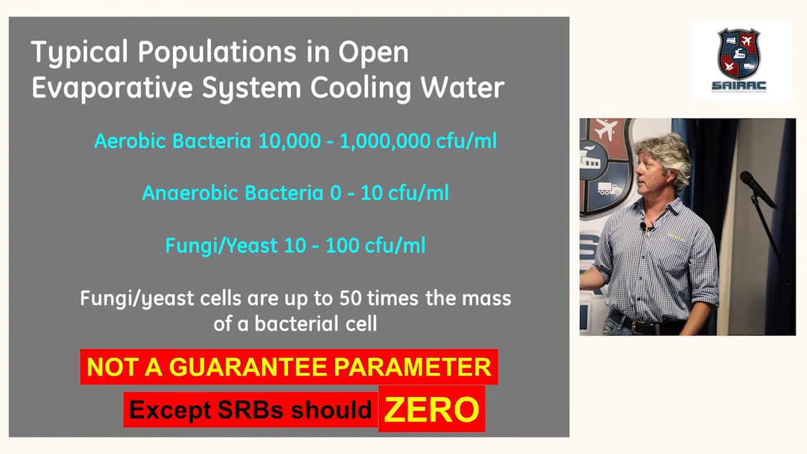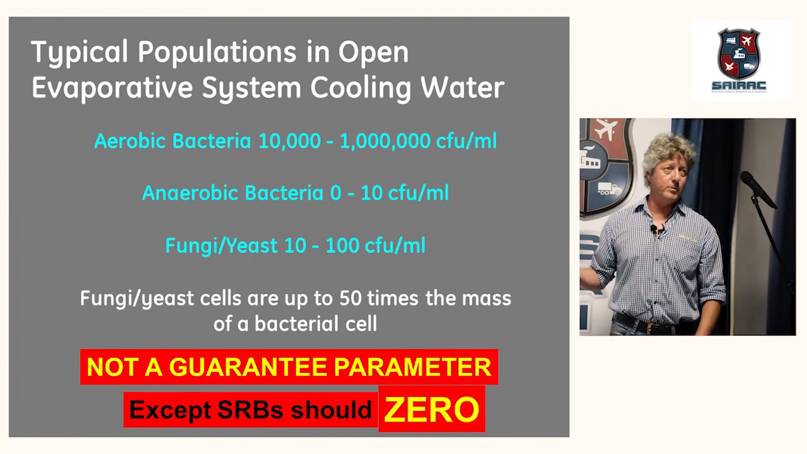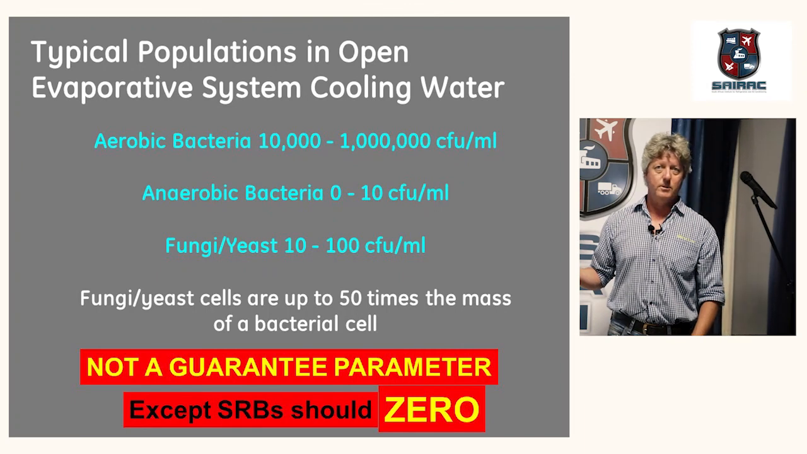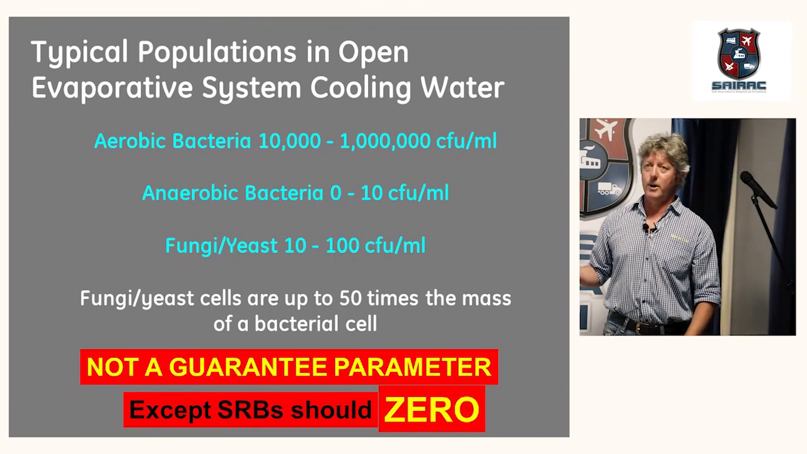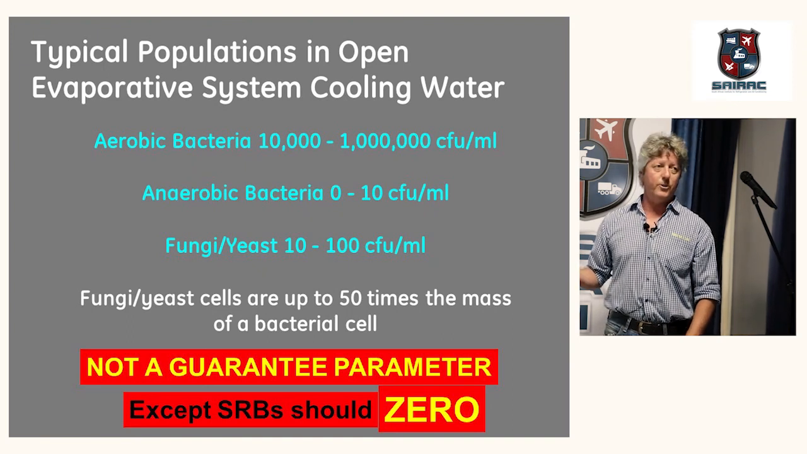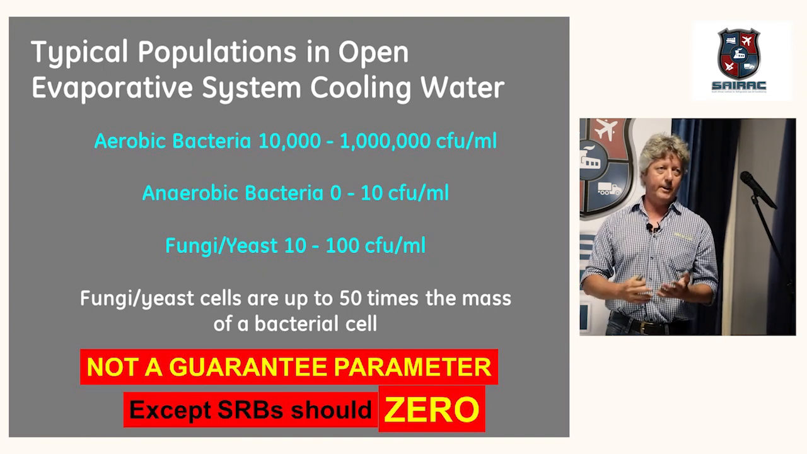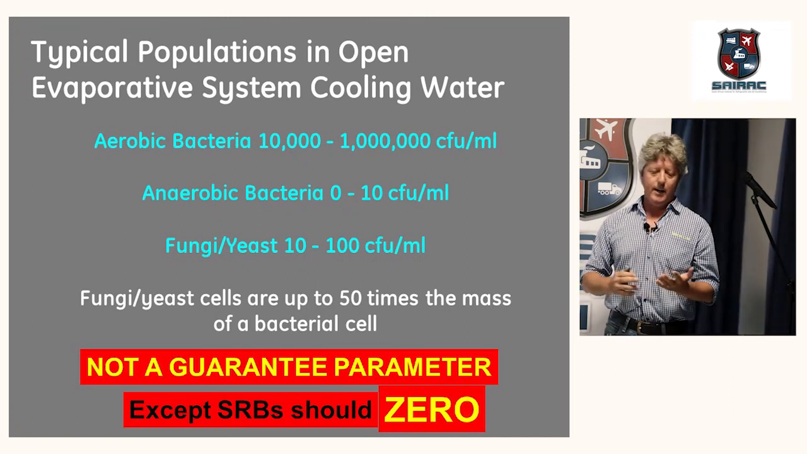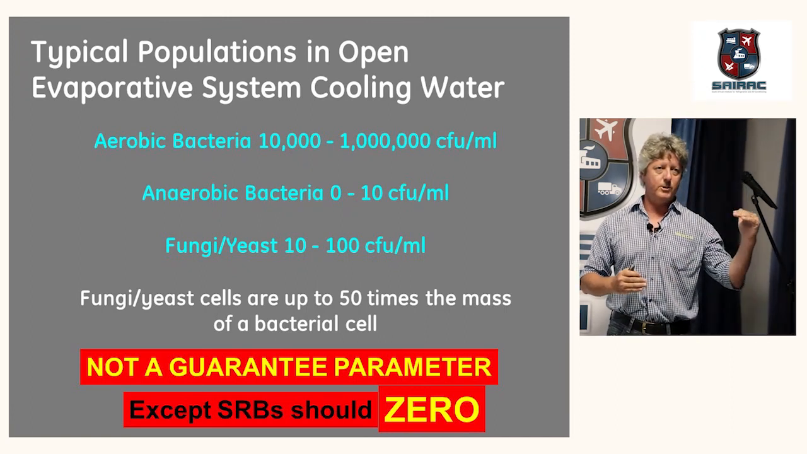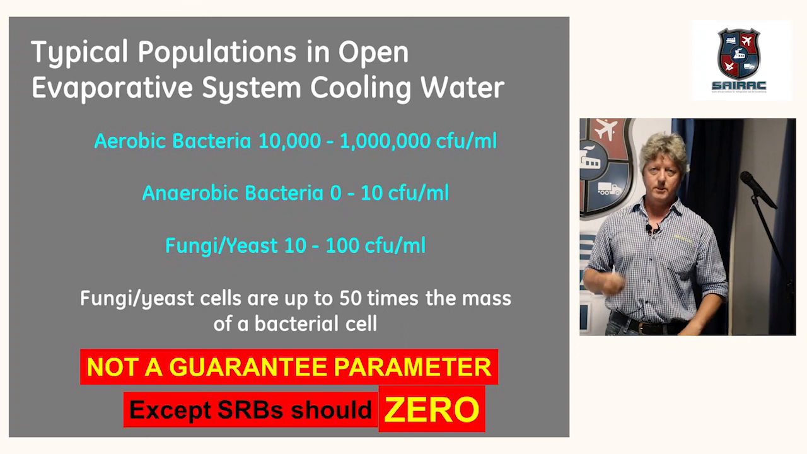The reason why we're saying it's not a guarantee parameter, this means that if you do have these kinds of populations, it doesn't mean that your system is out of control. Okay. It can quickly go out of control. If you have 10,000 CFUs per mil of bacteria in your water and you don't add any biocide or the temperature goes up to a better temperature range for them to grow in, then you will have a problem.